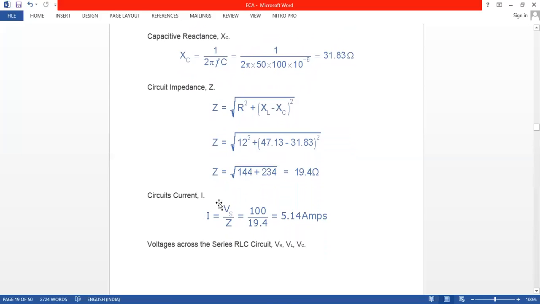But we are supposed to calculate the current flowing through the circuit, which is AC current, so I is equal to V by Z. V is the voltage given. Now all students, in the question, if they are saying only voltage, it is RMS voltage. So directly 100 by 19.4. So problem to problem, I'll show you the variation.